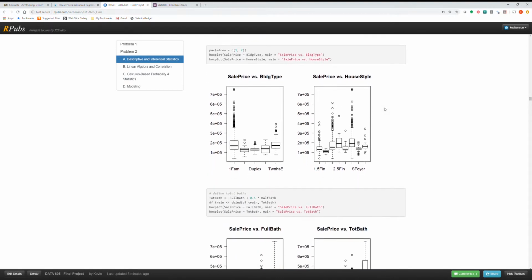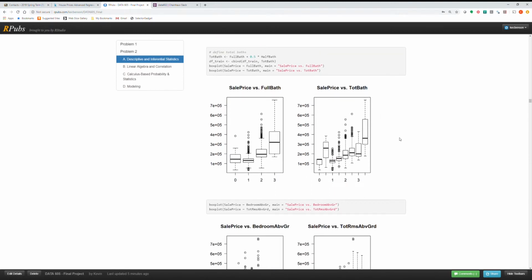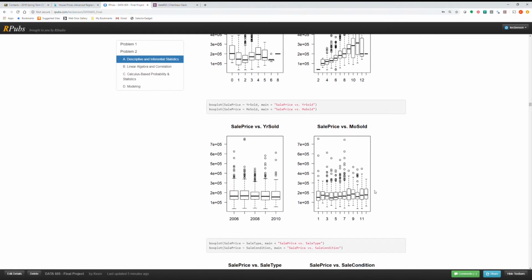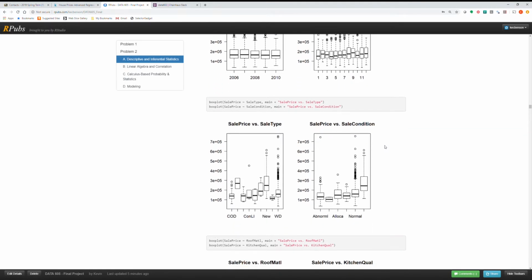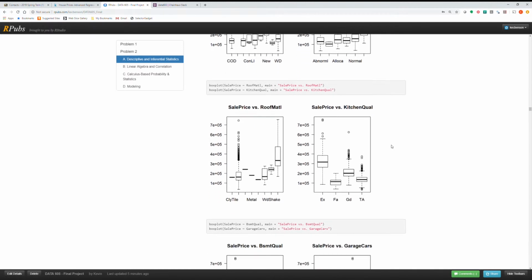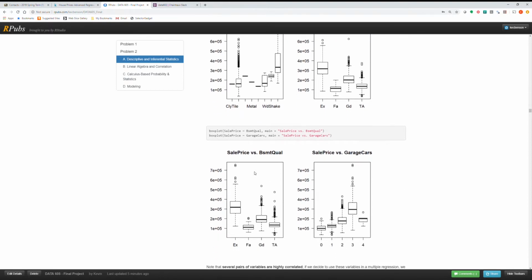We also see relationships by building type, house style, the number of baths, full baths and total baths, bedrooms above grade, total rooms above grade, as well as year sold and month sold. The year sold variable does not seem to be determinative in this case, whereas for month sold, perhaps there might be some seasonality patterns. And finally, the last few that I'll mention are sale type and sale condition, as well as roof material, which might be an indicator of how recently the home was renovated or the roof was replaced, which might factor into the sales price.